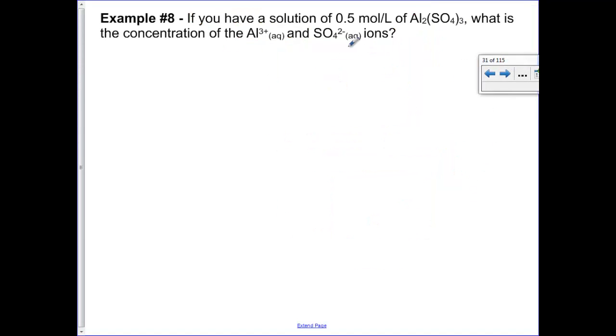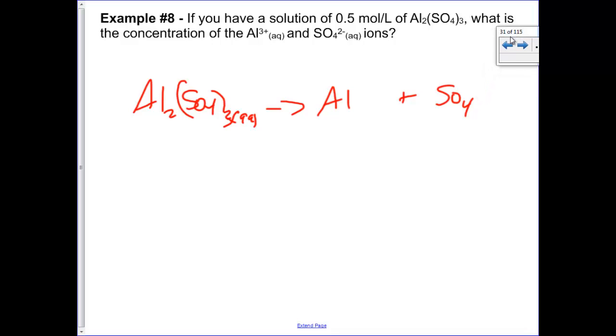Okay, so let me try an example on this. Let's say you have a 0.5 mole per liter solution of aluminum sulfate. My question for you is, what's the concentration of the Al ions and the SO4 ions? So, first thing we got to do is I need to write a dissociation equation. Al2(SO4)3. How will this thing dissociate? What's it going to break up into? Sure, an Al and an SO4.